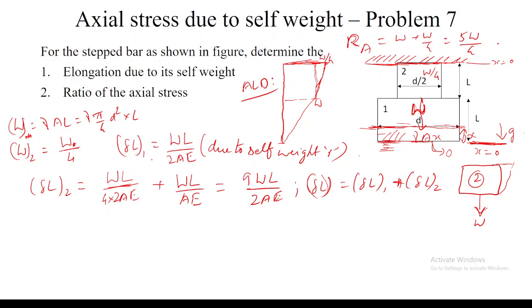So now we have found the total elongation due to self weight. Now coming to what will be the ratio of the axial stresses. So what will be the maximum value of axial stress on member 1?